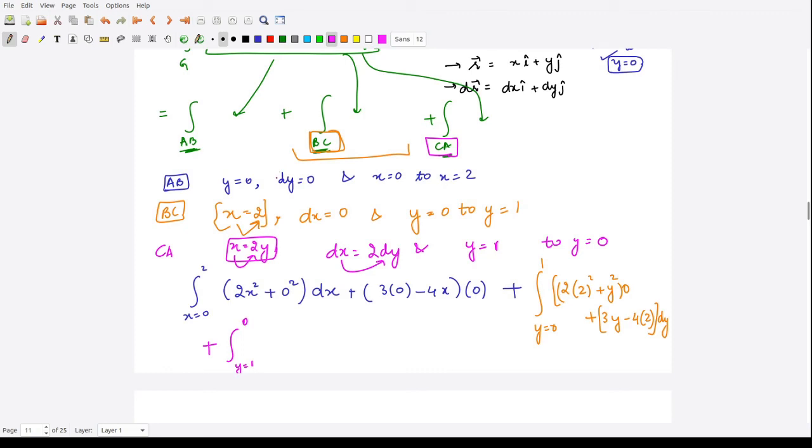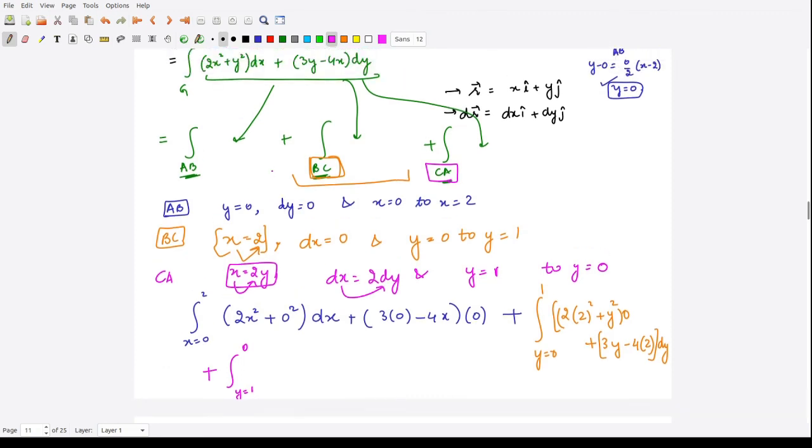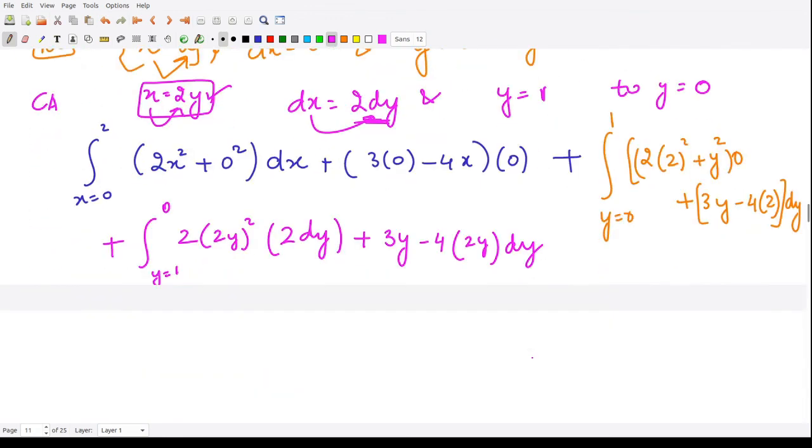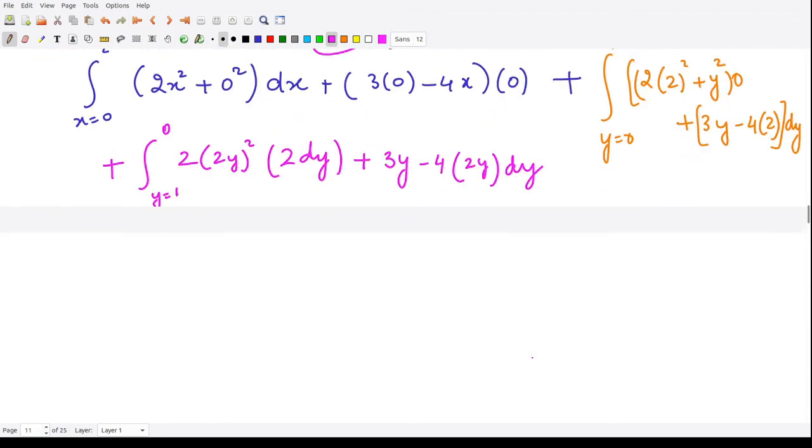And the values here for the given function, 2 will come as such. In place of x, what we will write? We will write 2y, so we have 2y whole square. Instead of dx, we will write 2 dy. And then plus 3y as such. In place of x, we will again write 2y, and in place of dy, we will write dy. So this is what you obtain after forming all the substitutions. Okay, so our integral is this one.